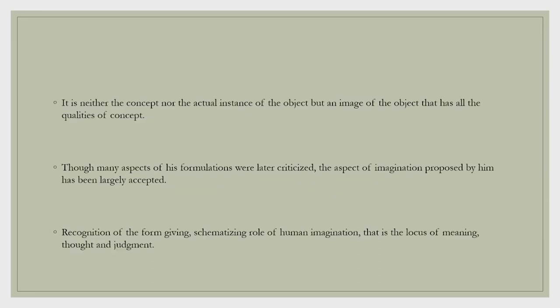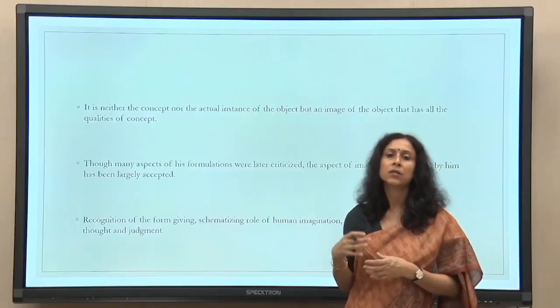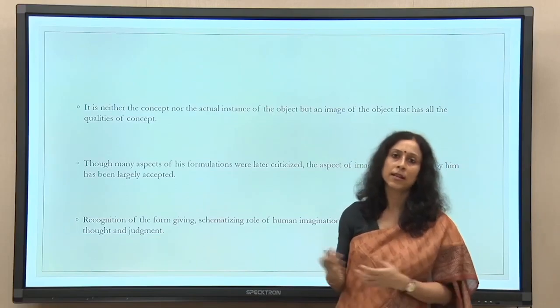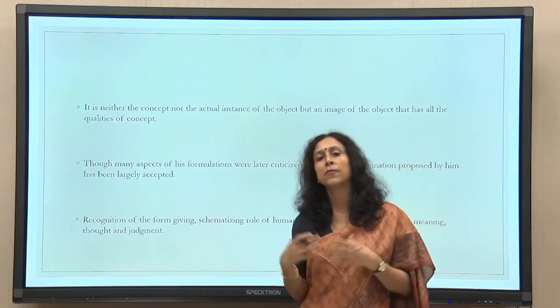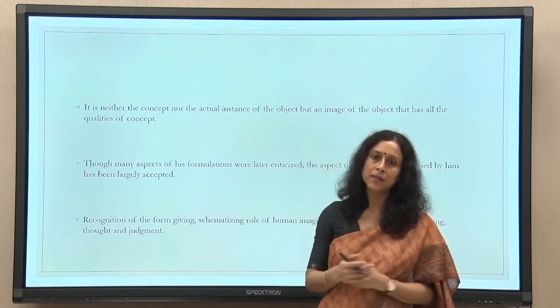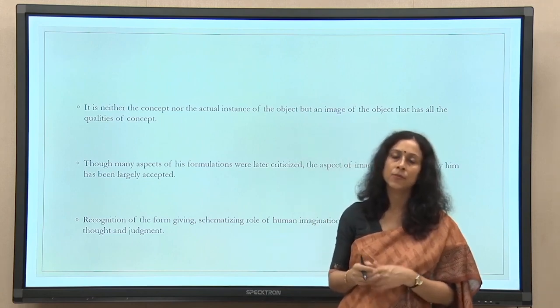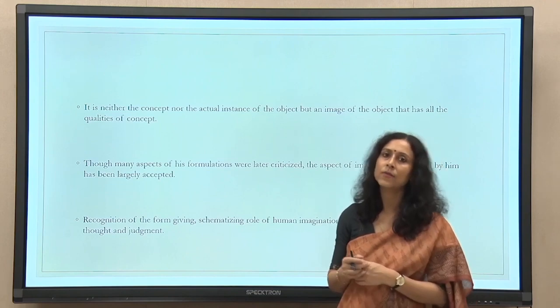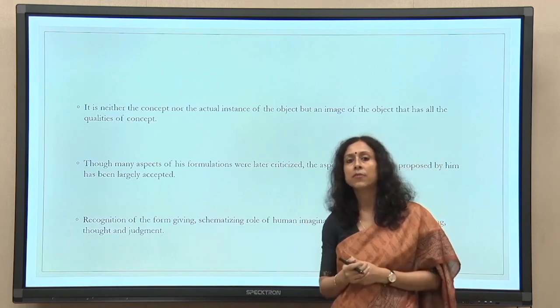So, it is neither the concept itself nor the actual instance. Take, let us say, the concept of a dog, for example. The abstraction through imagination of a dog is neither the entire gamut of information about being a four-legged animal, the behavior of a dog, the loyalty aspect, the furry aspect, that it walks on four legs, it wags its tail and so on. That is the concept, the entire gamut of information.